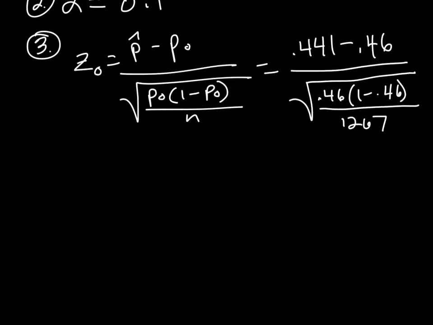Now, can we assume that at this point you're okay with punching that in on your calculator? Okay, if you crunch the numbers there, according to your textbook, you end up with negative 1.36.